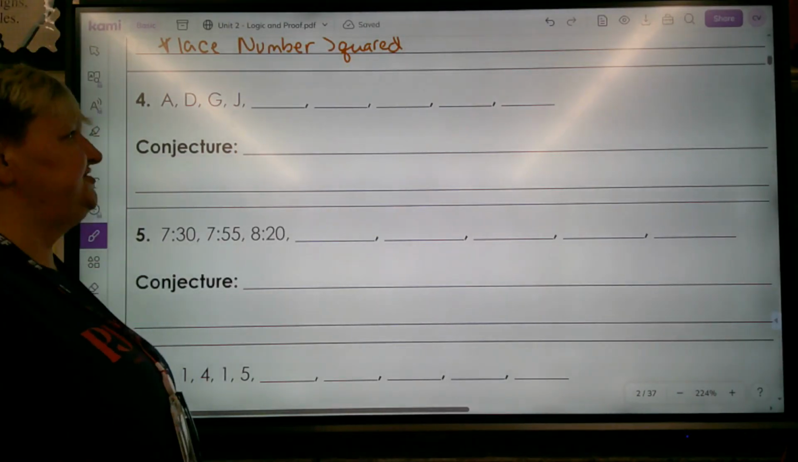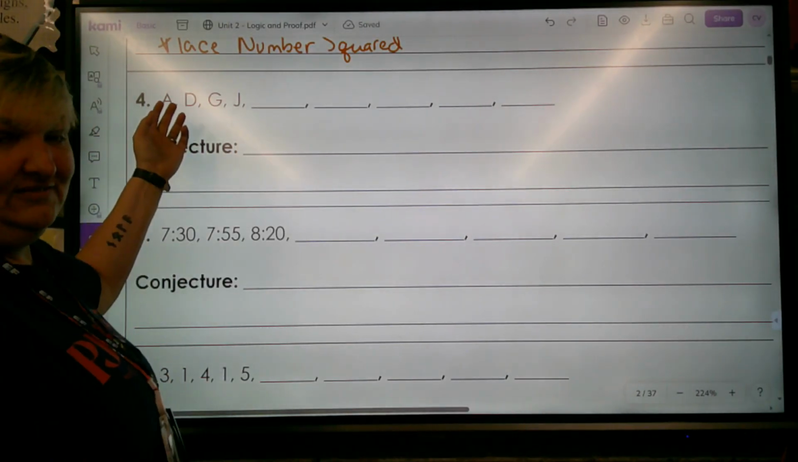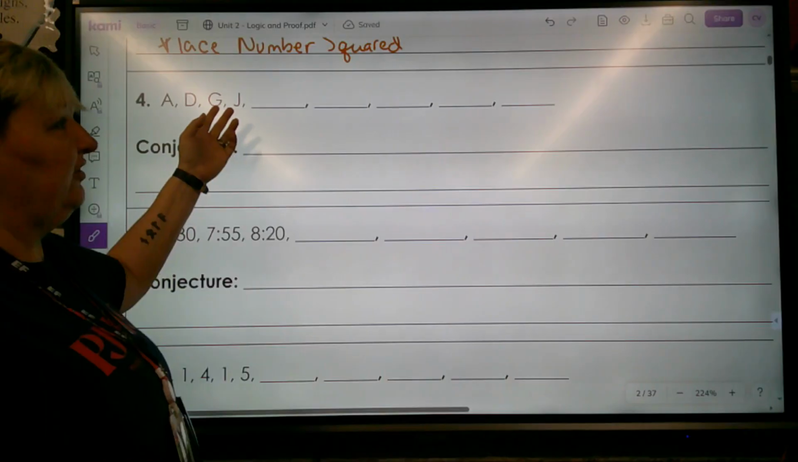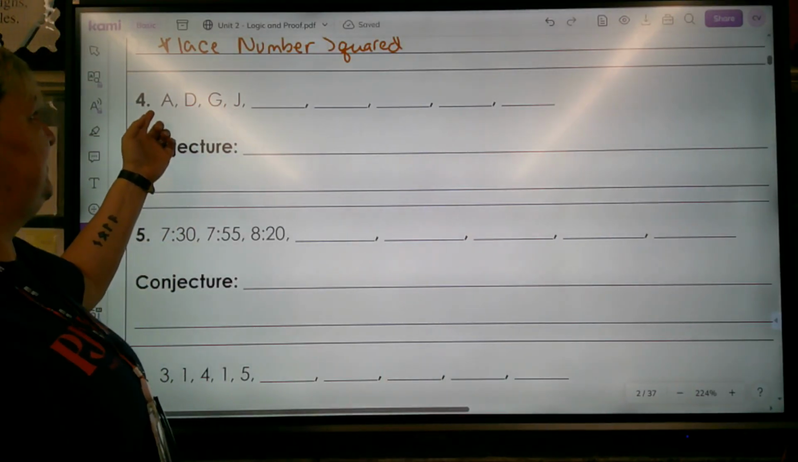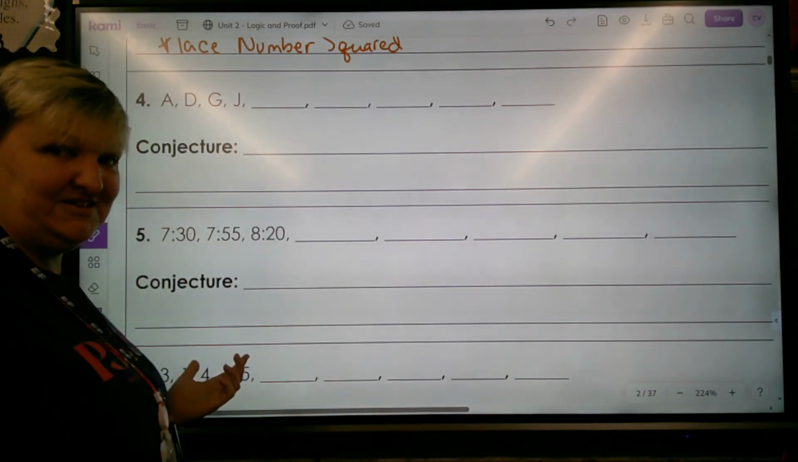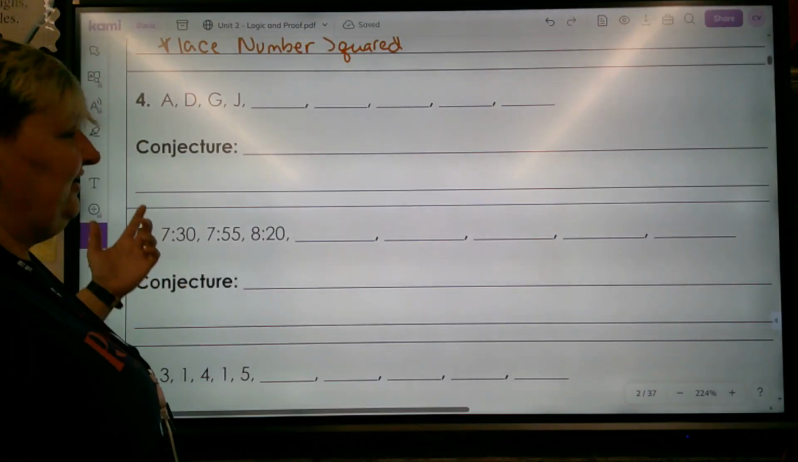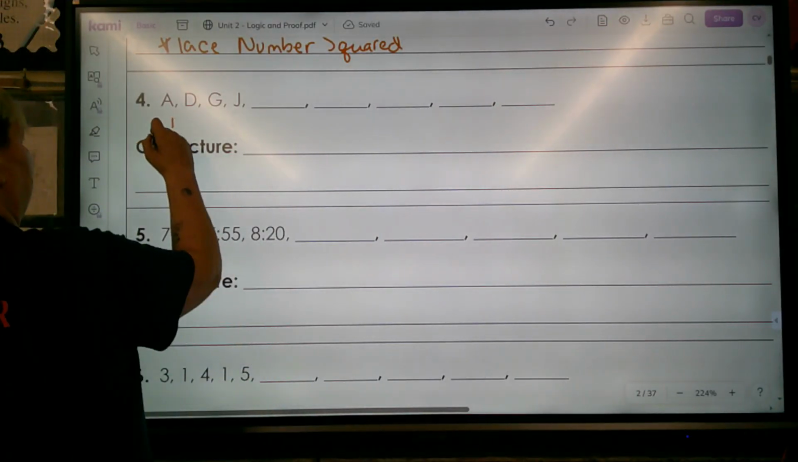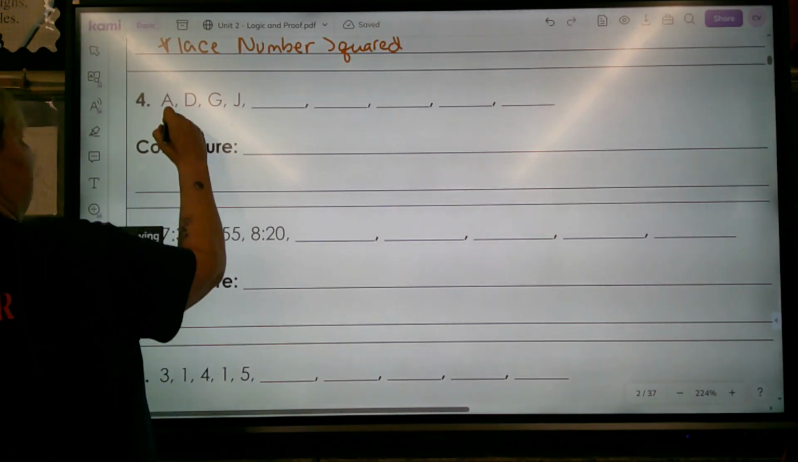Alright, so what pattern did you notice? It's the alphabet. It's not in alphabetical order, though technically it is because A comes before D, comes before G, comes before J. But it's missing some stuff, right? It's missing B and C here. So in this one it's missing B and C.